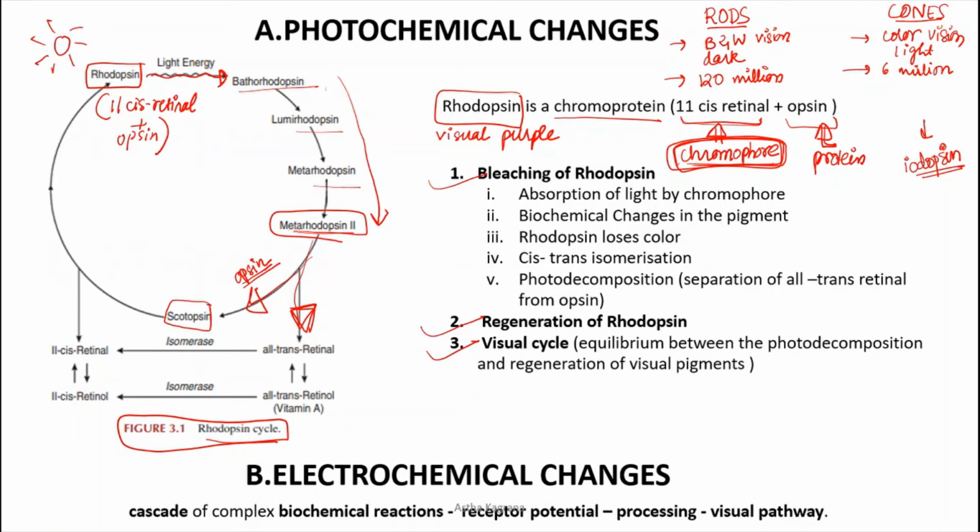Fine. So let us study what is bleaching of rhodopsin. Now we'll discuss each step briefly. So bleaching of rhodopsin. First thing is absorption of light by chromophore. So just look at my arrow.